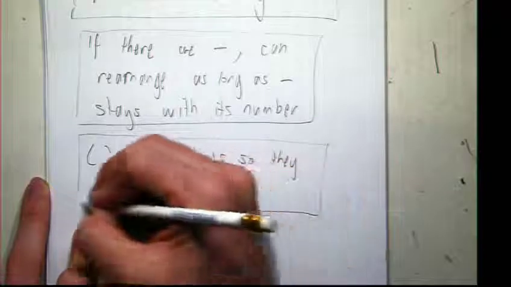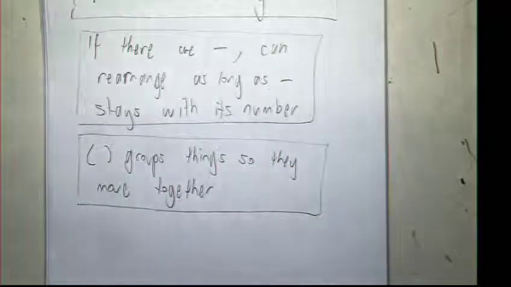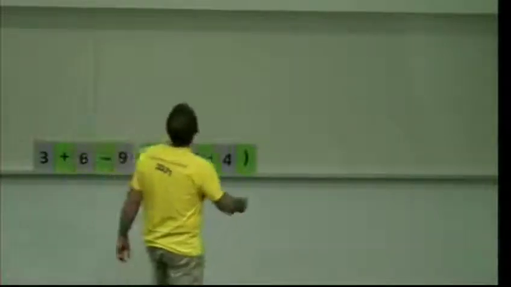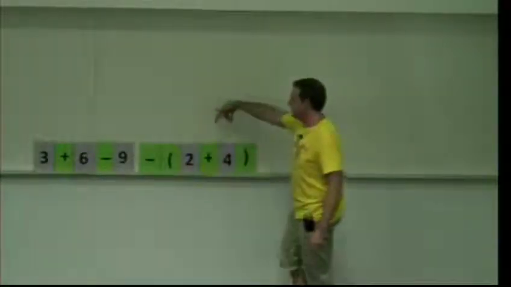So brackets group things together so that they move together. There is something I can do with the brackets that allows me to rearrange this and write it differently, and I will show you what that is. This minus 2 plus 4 is the same as a minus 6.